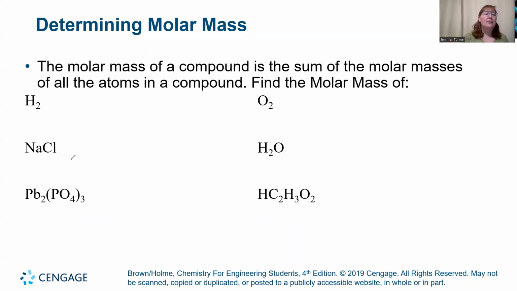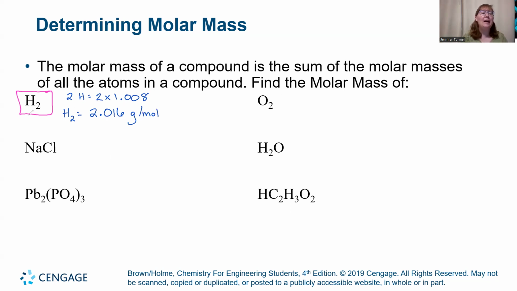So first of all, let's look at hydrogen. Now, hydrogen has 2 hydrogen units. So that means that it is going to be 2 times 1.008, which means that H2 has a molar mass of 2.016 grams per mole.